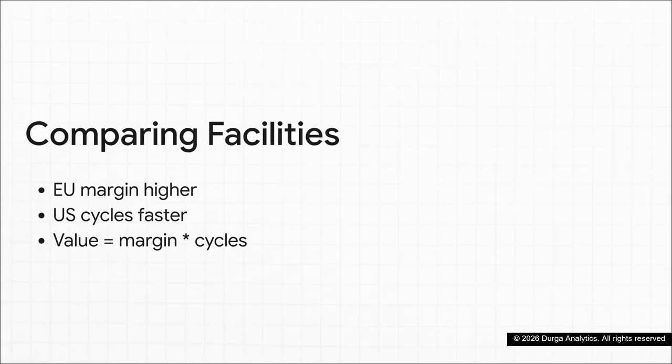Annual value equals margin multiplied by cycles. Because that U.S. salt dome cycles so rapidly, it can be worth drastically more on an annual basis. Margin per cycle is simply the wrong comparison metric. But remember, it's only worth more if your desk can actually handle that intense operational velocity.